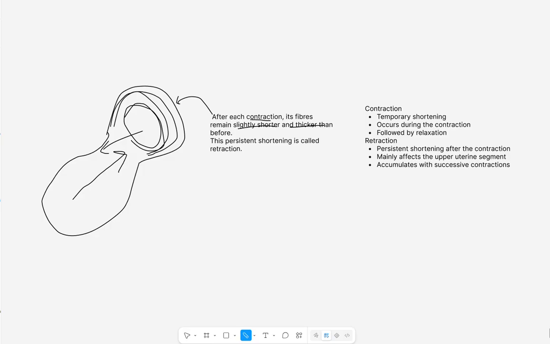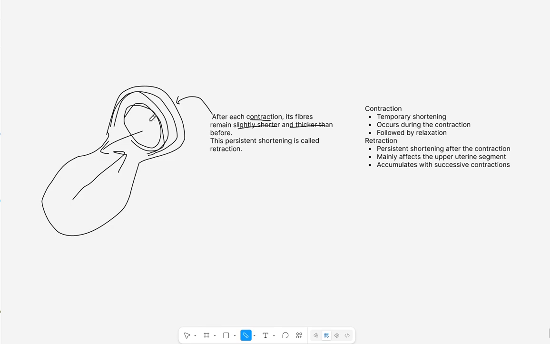Okay, the last function contributes to postpartum hemostasis, the so-called living ligature effect of the myometrium. Okay, so that's something about the upper and lower uterine segments. Now, the upper and lower uterine segments: during labor, the uterus becomes functionally divided into two parts.